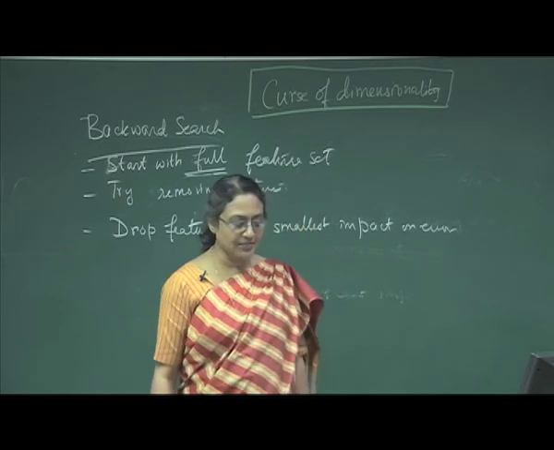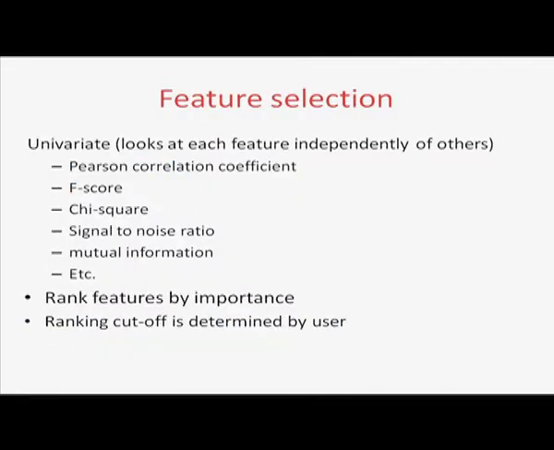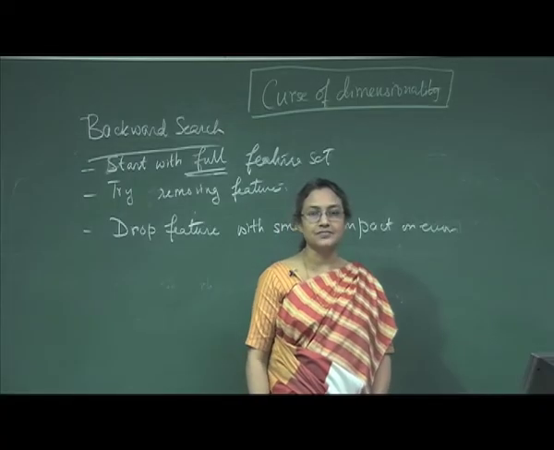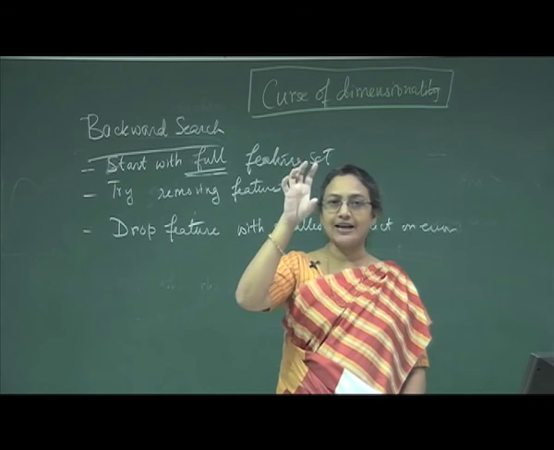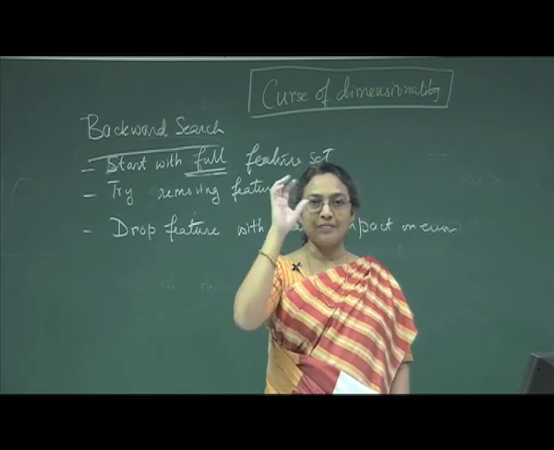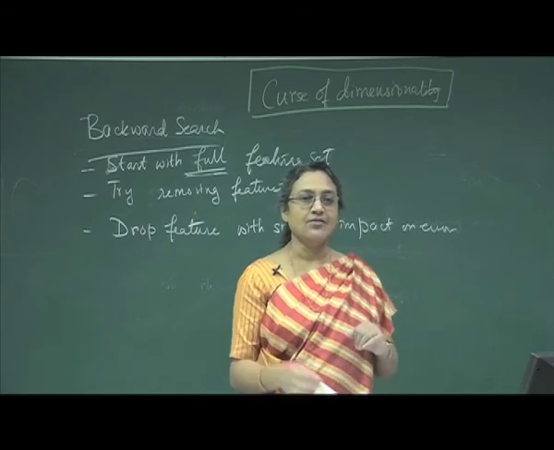Now feature selection methods can be univariate methods, which look at one feature at a time, or can be multivariate. In univariate methods, we look at each feature independently of the other features. For this, we can use different methods, for example, Pearson correlation coefficient, F-score, chi-square, signal to noise ratio, mutual information, etc. Based on the method that we select, we rank the features by importance. The user will select a cutoff, and we will take the top m features, or features which have ranked above the cutoff.